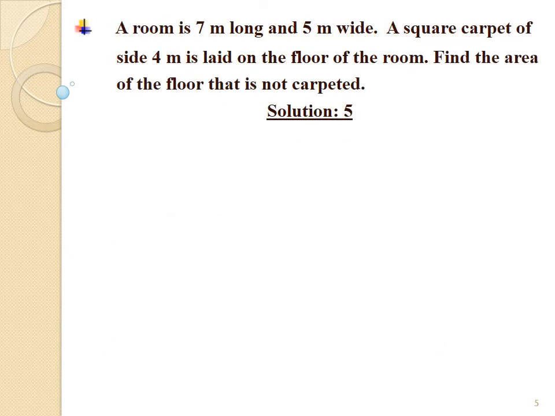Now, question number 5. A room is 7 meters long and 5 meters wide. A square carpet of side 4 meters is laid on the floor of the room. Find the area of the floor that is not carpeted.